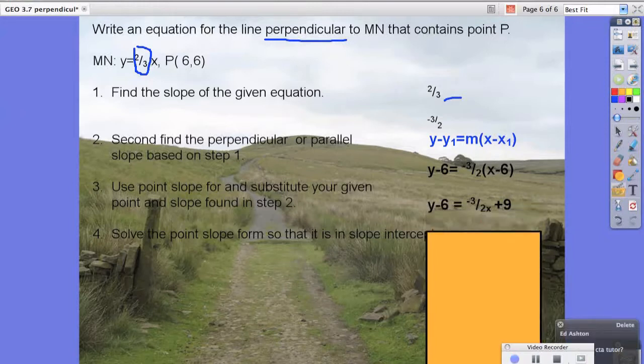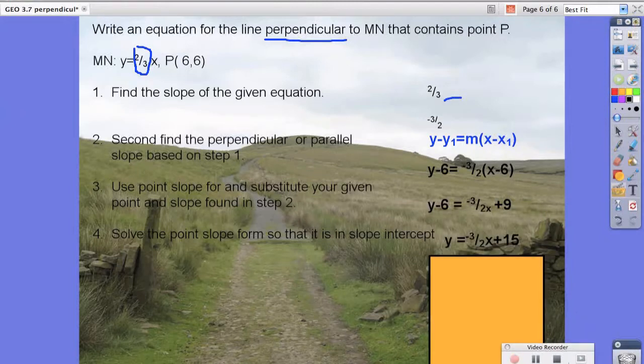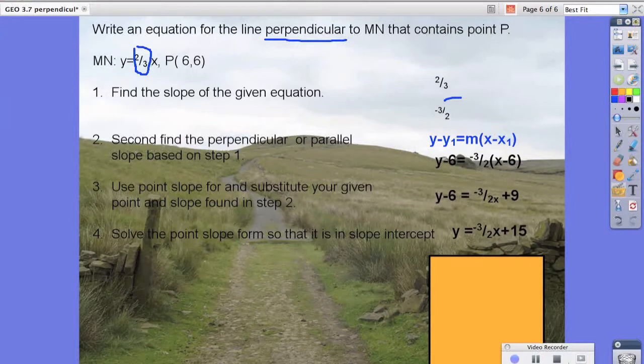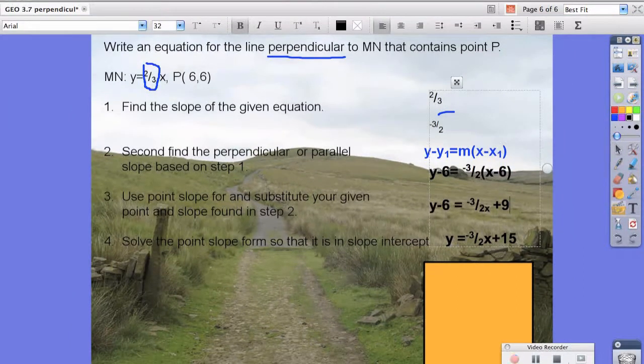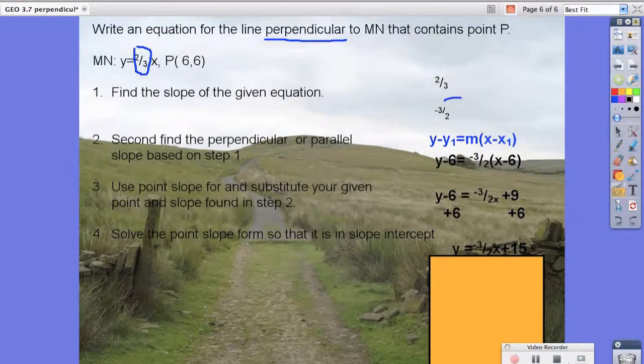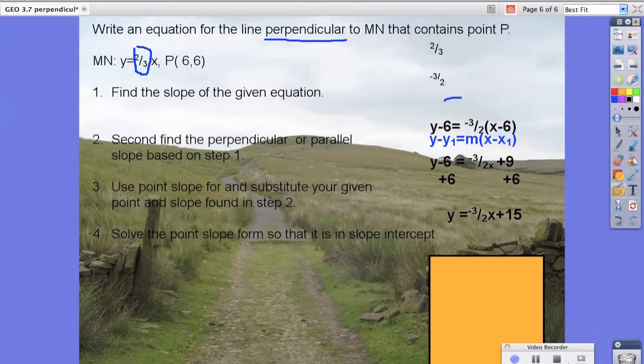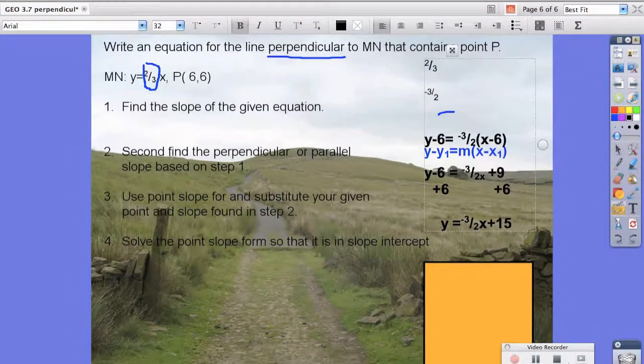Step 4 says solve the point slope form so that it's in slope intercept form, or y equals mx plus b. So in order for us to get there, notice that we have y minus 6 equals -3/2 x plus 9. So in order for us to do that, we need to add 6 to both sides, leaving us with the following. y equals -3/2 x plus 15. So that's how we create a line that's perpendicular. To do parallel, we'd go through the same exact steps, but in step 2, we'd use the parallel slope.